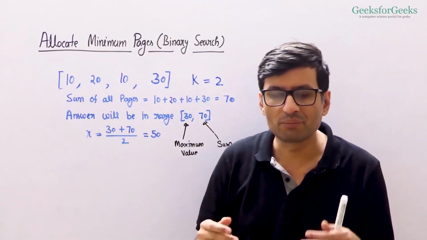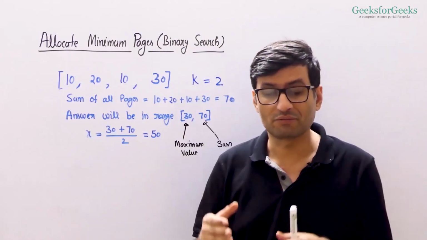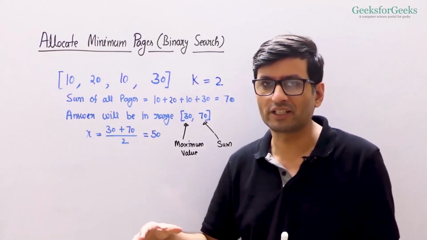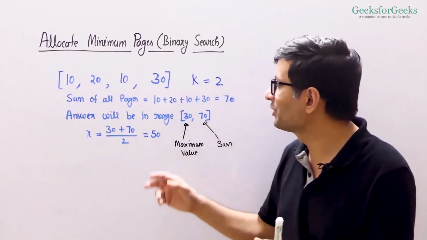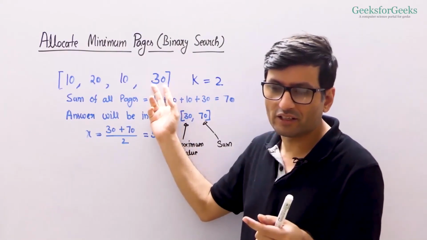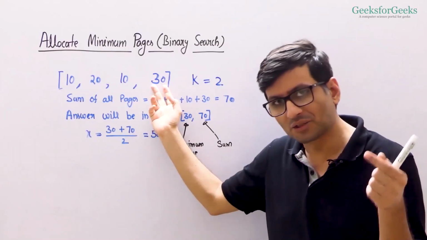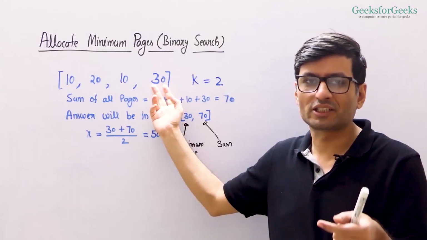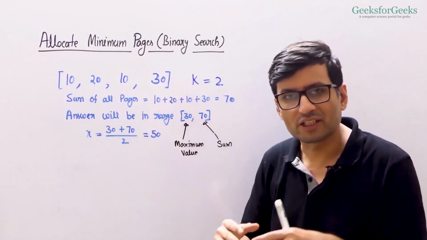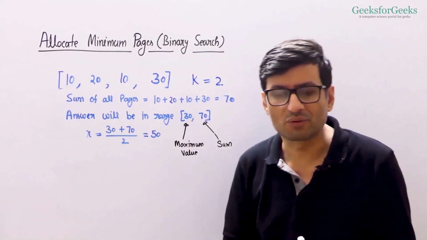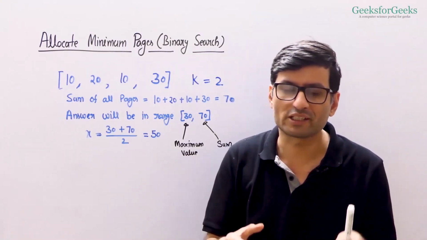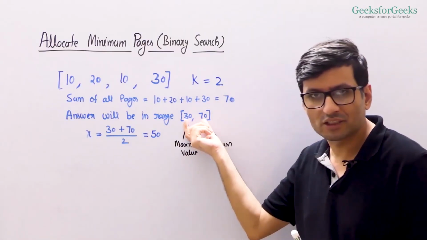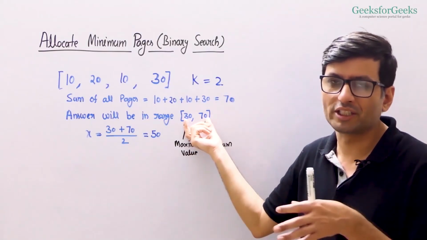And what will be the minimum possible answer? See, in the answer, we need to find the minimum value of all maximum pages, right? And a student who is reading the book with 30 pages has to finish this book, right? So the minimum possible value for this answer is 30. Our answer cannot be less than 30. In other words, our answer cannot be less than the maximum pages in a book. So that's the range that we have for the answer. Our answer must lie between 30 and 70.